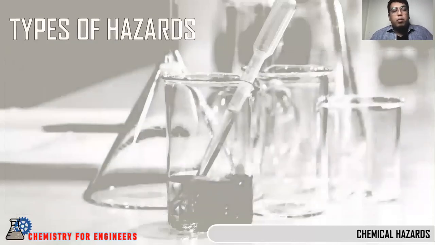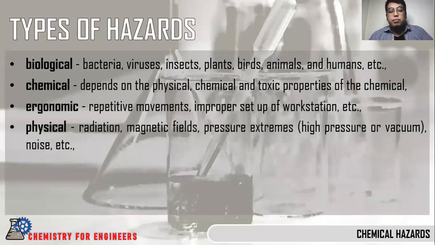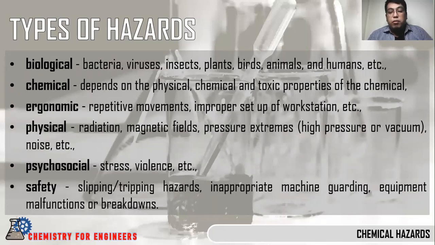So, take note, we have different types of hazards. You have your biological hazards, your chemical hazards, your ergonomic hazards, your physical hazards, your psychosocial hazards, and your safety hazards. Pero for this lecture video, we will just focus on the chemical hazards from its title. And take note, when you talk about chemical hazard, it depends on the physical, chemical, and toxic properties of the chemical. Maraming tayong pwedeng ma-encounter na chemical hazards, but hindi yan makakuha sa atin unless merong higher risk. So we will talk about risk later on.